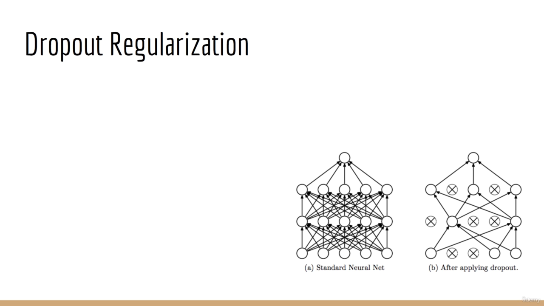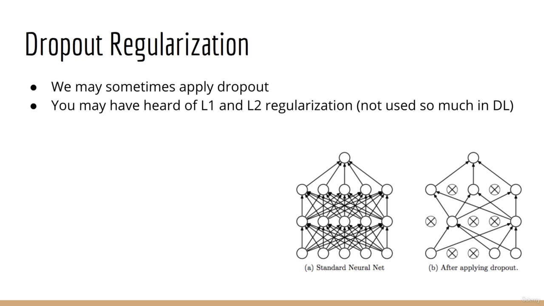I want to mention one small addition we sometimes make use of in convolutional neural networks, which is dropout regularization. If you've studied machine learning before, you may have heard of concepts such as L2 and L1 regularization, which aren't really used that often in deep learning anymore. Instead, dropout regularization is used more commonly.